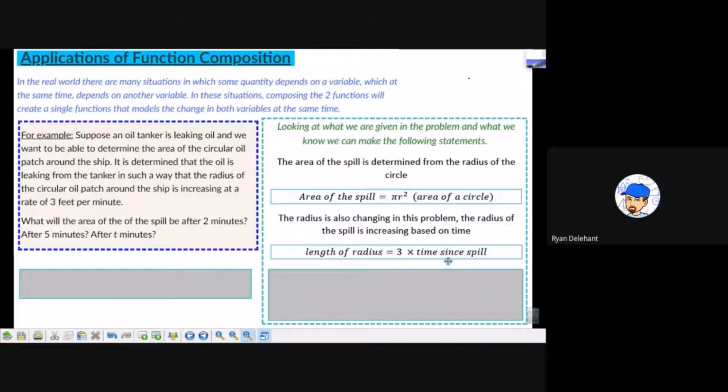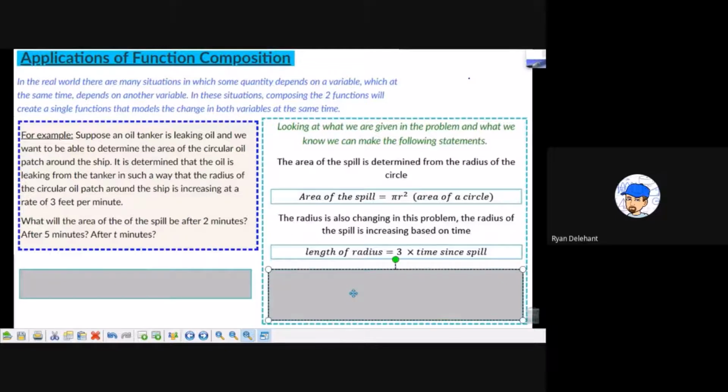These are two independent functions. Length of the radius of your circle is dependent on how long it's been since the spill started. And that's an easy one that you could easily think about if you're standing on the ship trying to measure this. That's an easy thing to measure. You measure from one end to where you are, and you could easily see that radius. And then you could use that to find the area of the spill each time. That's how we would use these two things together.